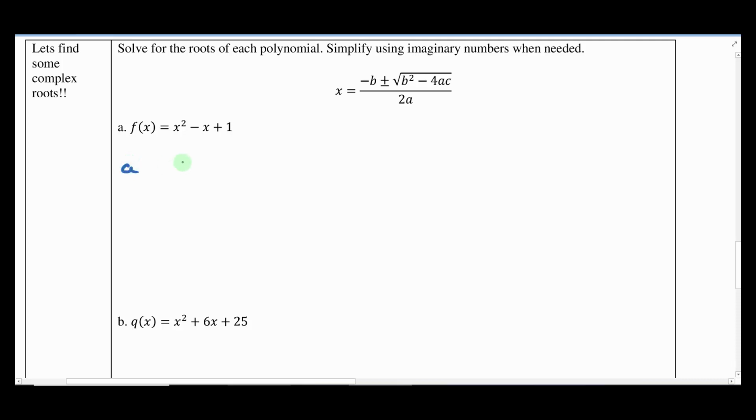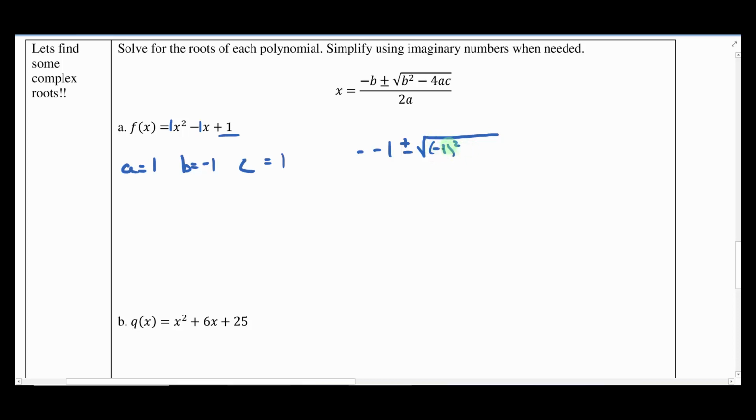We're going to find A, B, and C by looking at the standard form of our polynomial here. So notice in front of the x squared we have a 1, so A is going to be 1. B, we have a -1 there, so we're going to say B is -1, and C is this constant on the end, so that's going to be a +1. And then I'm going to plug into my quadratic formula. So we have -b, so we'll have -1 plus or minus the square root, and then we have b squared, so we'll have -1 squared.